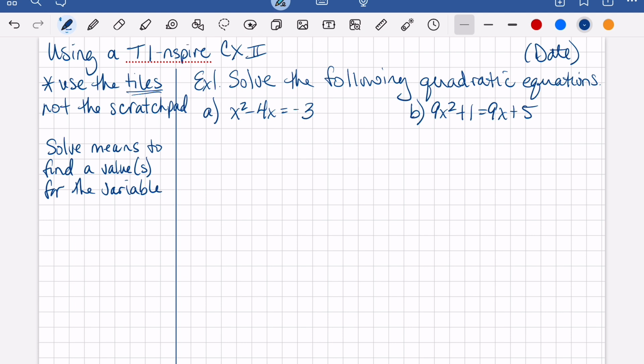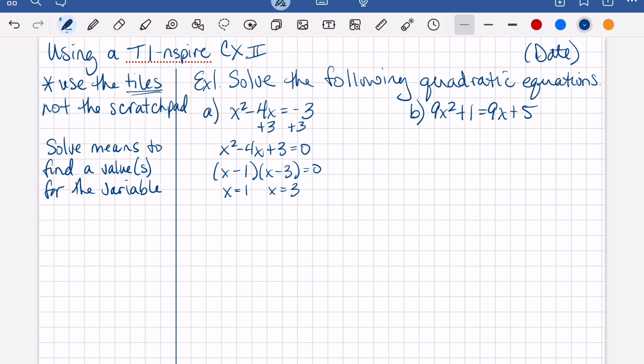So, first thing you need to do, whether you are using algebra or you're going to use technology, is get this equation equal to 0. So I'm going to add 3 to both sides, and I get x squared minus 4x plus 3 equals 0. This one is factorizable. You can quickly factorize this and get your answers, so I'm going to show you that. So I get x minus 1, x minus 3, and so x equals 1 or x equals 3.